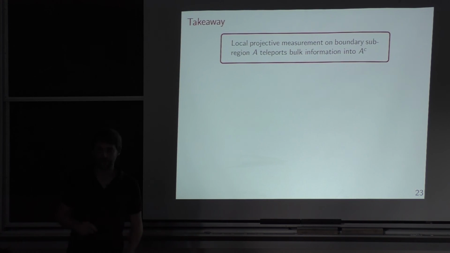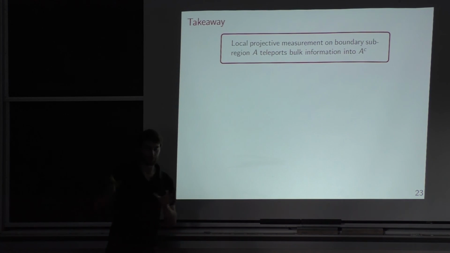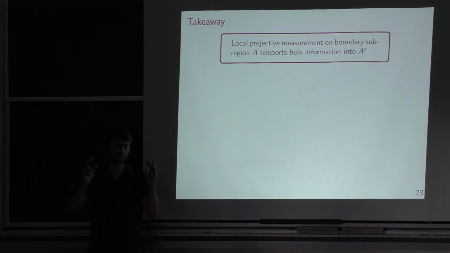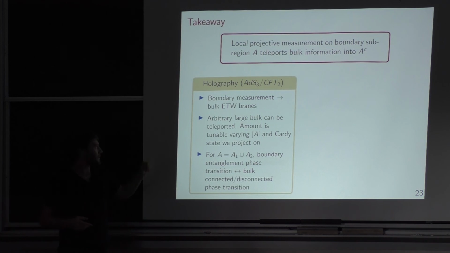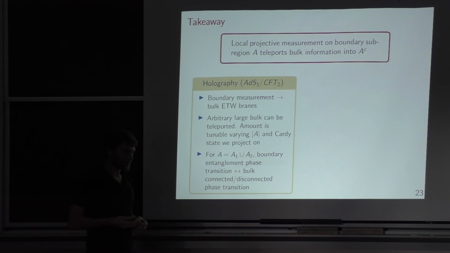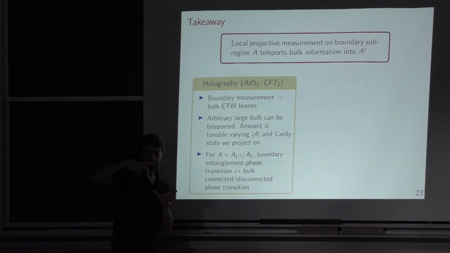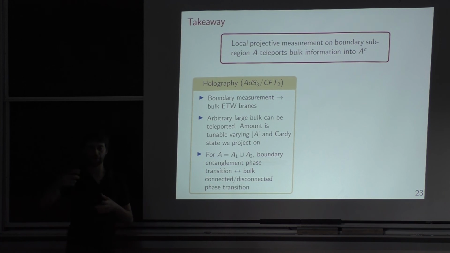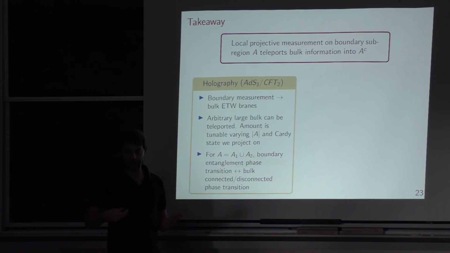Okay, so this is just a quick recap. We saw that this local projective measurement on the boundary allows you to teleport the bulk information from the region that you measure to a complementary region. And in holography, we saw that boundary measurements correspond to having a bulk end of the brane, and you can tune how much bulk information you teleport by changing the size of the region or changing the tension of the brane. And if you have these two disconnected regions, there is also an entanglement phase transition on the boundary induced by this measurement, which corresponds to a connected, disconnected bulk transition.